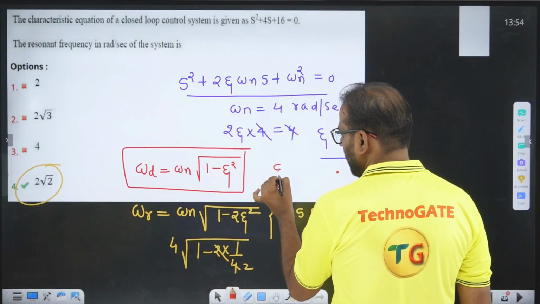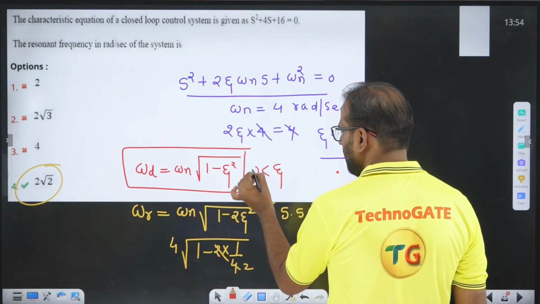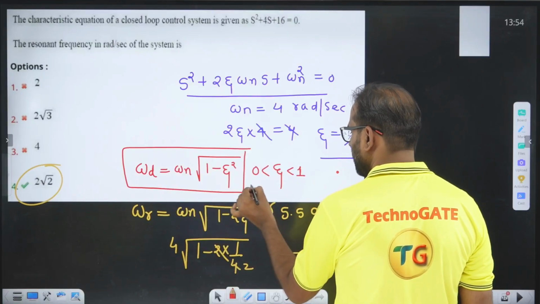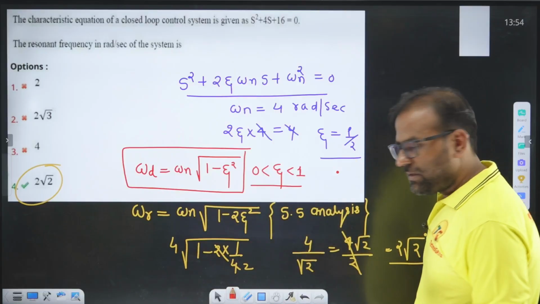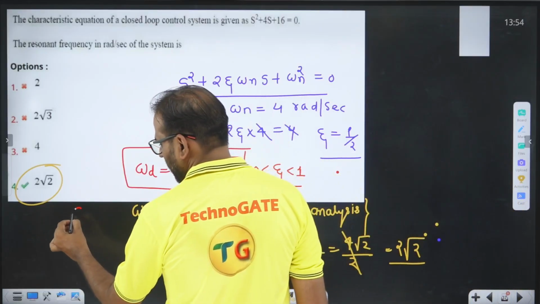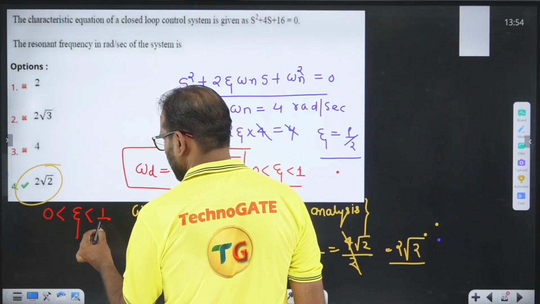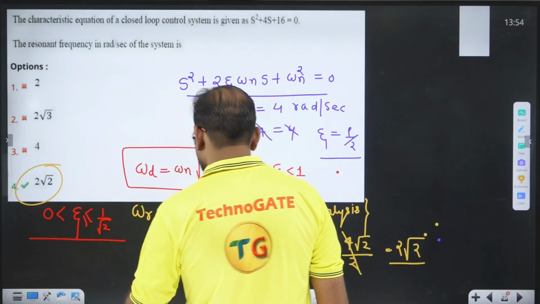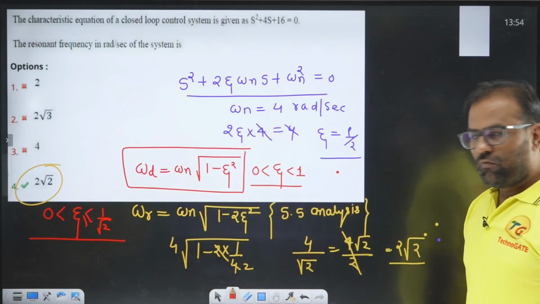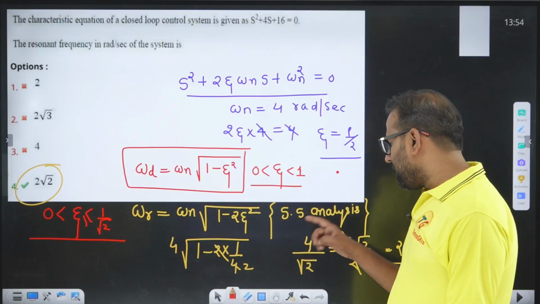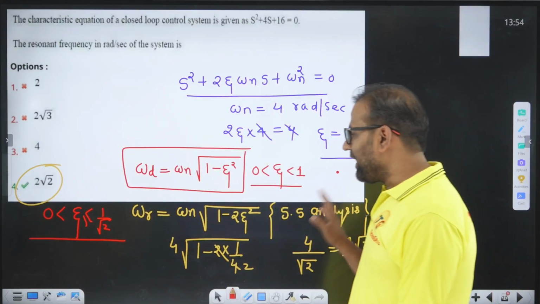This expression is valid for zeta greater than 0 and less than 1. But remember, the validity of this expression is only zeta greater than 0 and less than or equal to 1 by root 2. 1 by root 2 is 0.707 and 1 by 2 is 0.5. So it is valid in this range only.